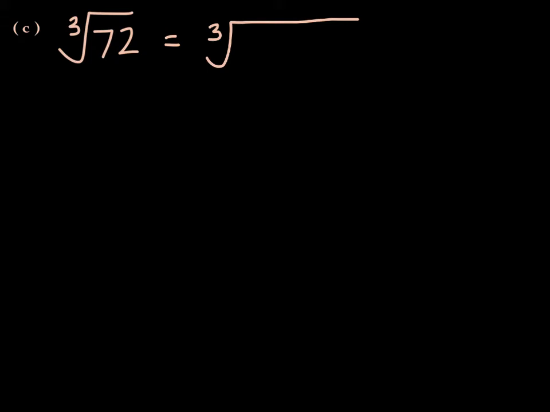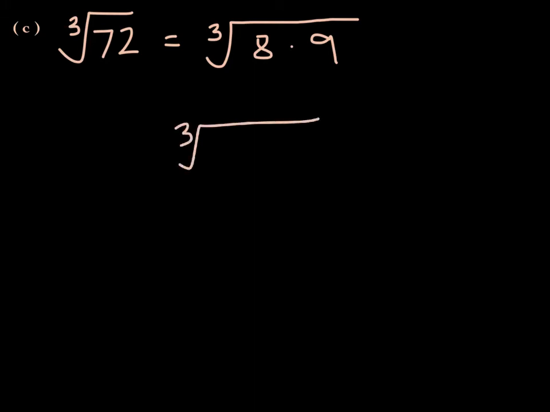Now, you can rewrite 72 as 8 times 9. See, that's a good idea because 8 is a perfect cube, right? Now, let me just be clear. You can rewrite 72 a number of ways.